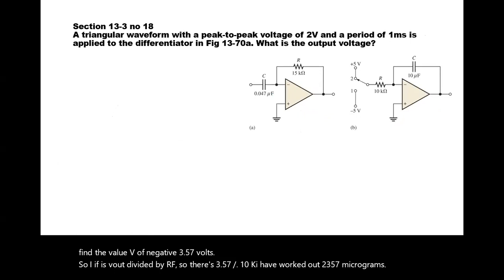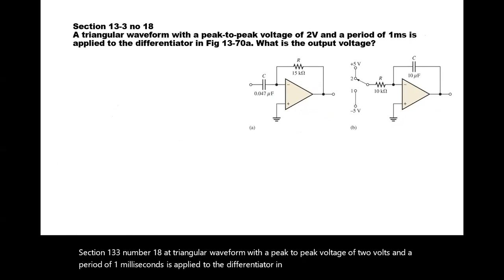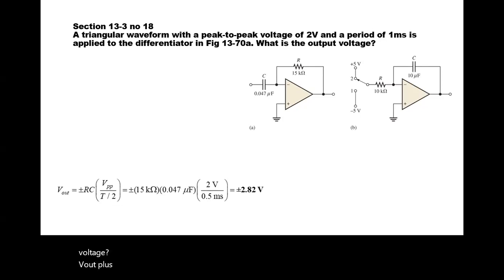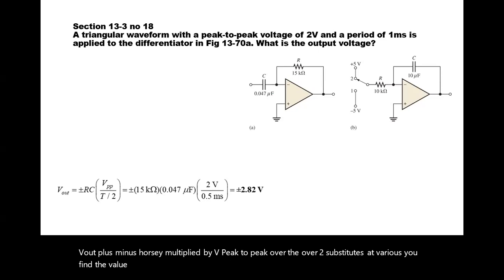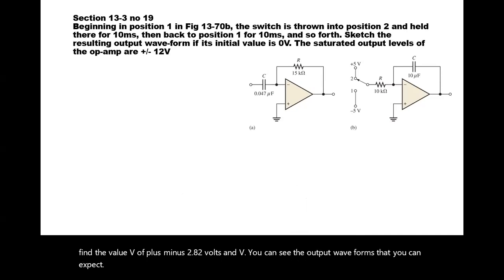Section 13.3, number 18. A triangular waveform with a peak-to-peak voltage of 2 volts and a period of 1 millisecond is applied to the differentiator in figure 13.70. A. What is the output voltage? V out is plus or minus RC multiplied by V peak to peak over T over 2. Substitute those values, and you find the value there of plus or minus 2.82 volts. And there you can see the output waveform that you can expect in that particular case.